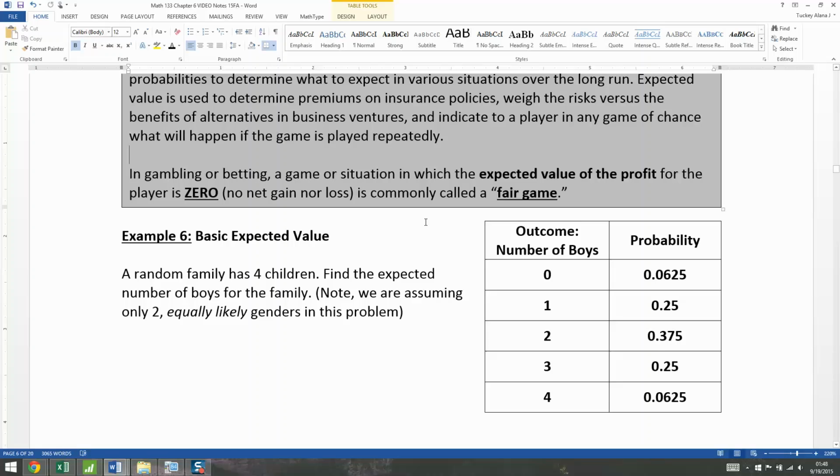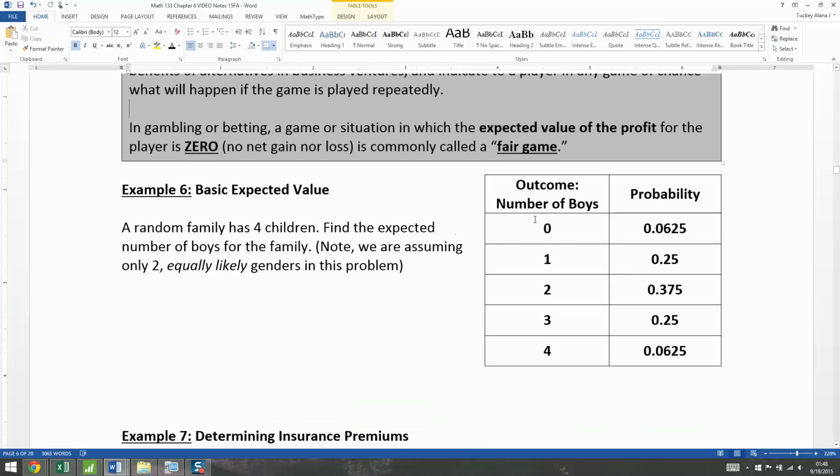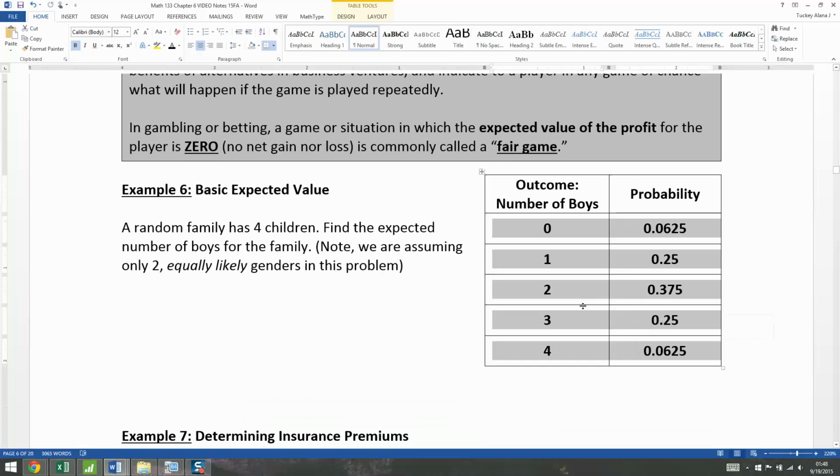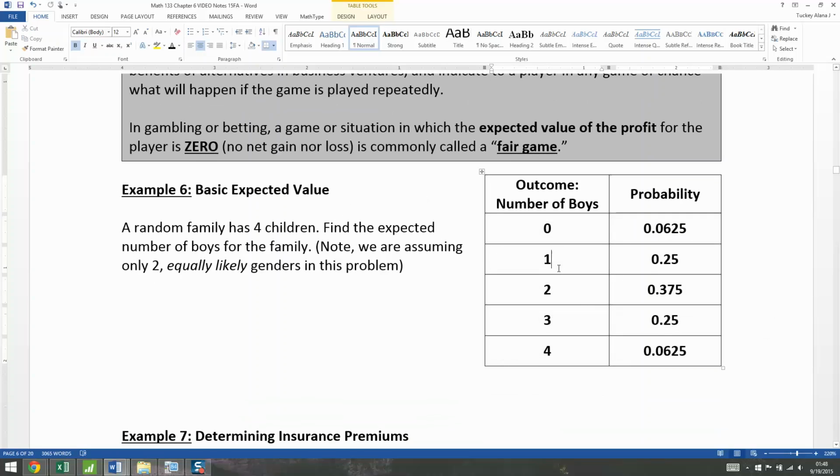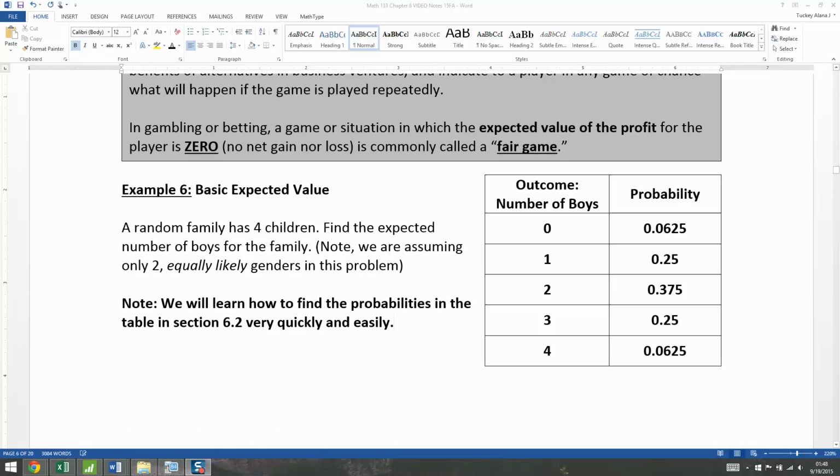All right, so let's look at a basic expected value problem. And I apologize, in the fall of 2015, I didn't actually put these outcomes in here at first, but now I have them. So you will learn how to calculate these in section 6.2. So if you're wondering, hey, where did these probabilities come from? I'll just make a little note here to us. The probabilities we will learn how to find in section 6.2 very quickly and easily, which is a good thing because they're actually quite tricky to find. That's why I'm just giving them to you.